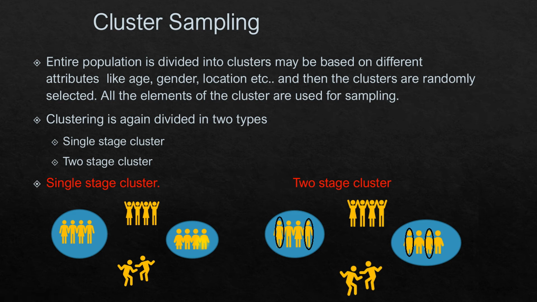In the case of two stage cluster sampling, a simple random sampling of clusters is selected, like what we do for single stage cluster. But after the clusters are selected, I'll do random sampling inside my clusters. Let's say I selected these two clusters, inside each cluster I again do simple random sampling to get my sample. So that's the difference between the single stage and two stage cluster.